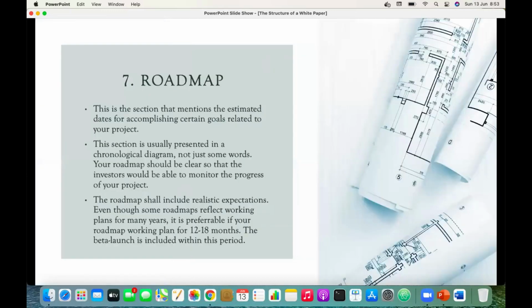Roadmap, deadlines. Now, I know what you're thinking. The roadmap should be how many years? Is it fine if it's 10 years? Is it fine if it's 5 years? Now, the most optimum time is between 12 and 18 months. So you outline in the roadmap, for example, in October, we're going to do this. In November, we're going to do this. In December, we're going to do this.